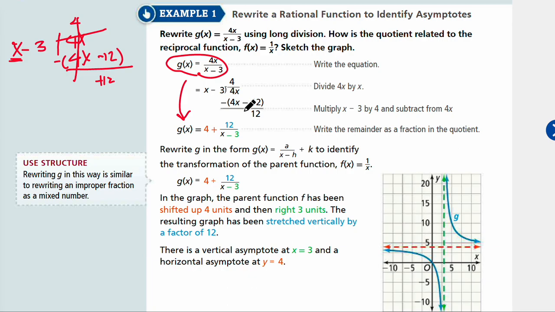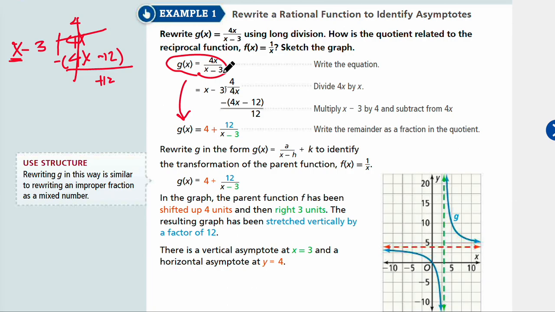And why do we want to do that? Because we want to compare with our parent function. We want to be able to easily compare it. And it's easier to picture our graph when we have just one variable in a fraction, instead of having it on both sides of the fraction, right? So we have 4 plus 12 over x minus 3.